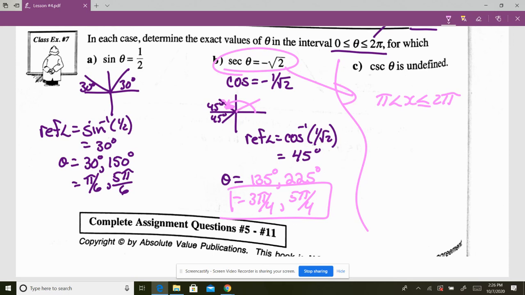I would like you to do number 4 and 6A, please. Yes, please. That's it.